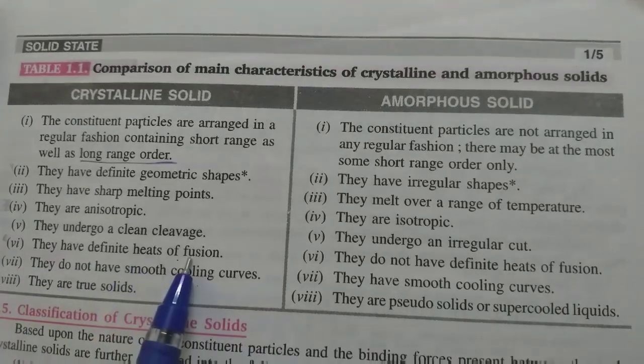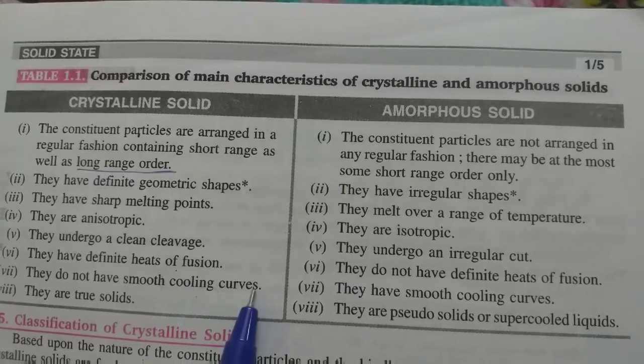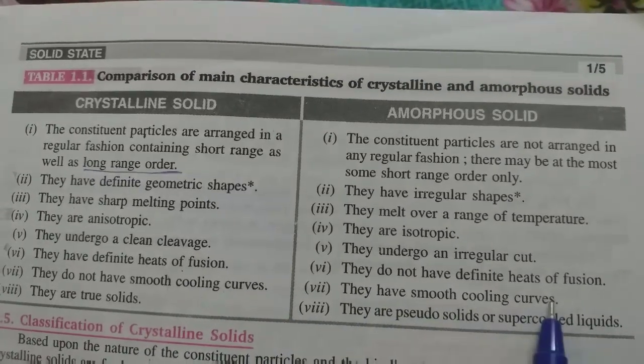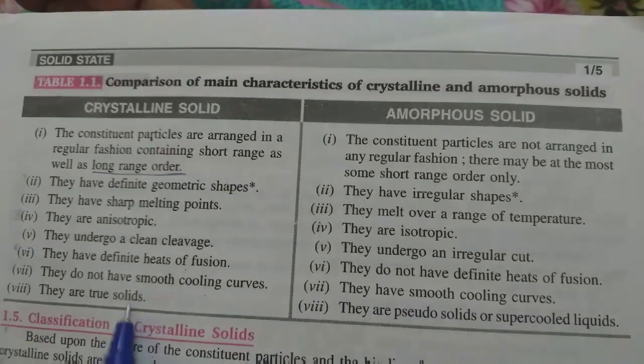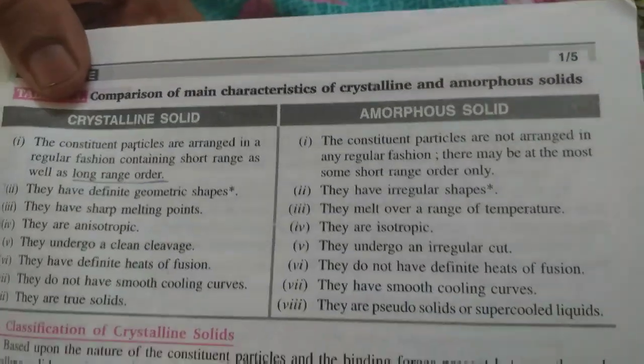Crystalline solids have a definite heat of fusion; amorphous solids don't have a definite heat of fusion. Crystalline solids don't have smooth cooling curves; here, amorphous have smooth cooling curves. Crystalline solids are true solids, while amorphous are not true solids. They are pseudo solids or supercooled liquids.